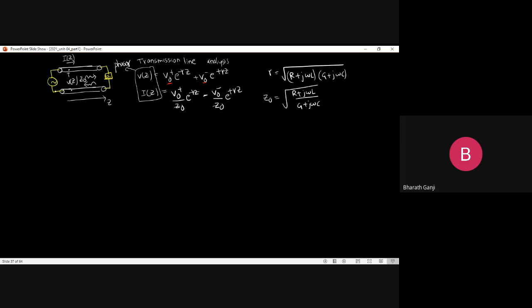Instead of taking both at the same time and doing the analysis, first we have taken one step at a time. Say the transmission line is of some length L, and here is my load. ZL, the load, is connected at the end of the transmission line. In order to make the analysis easier, I have called this load-centered analysis.